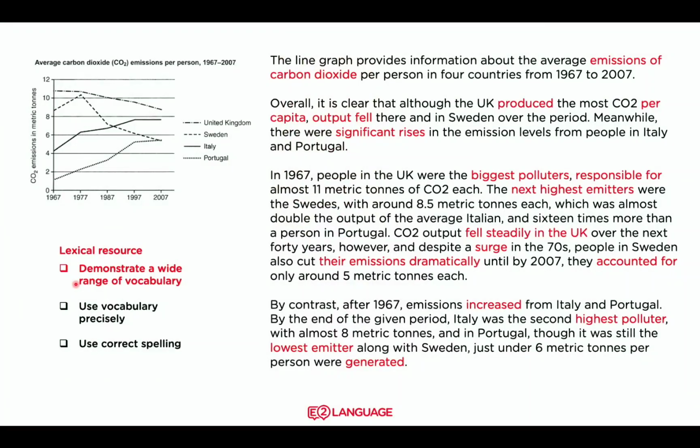Okay, so here are some examples of variety or range of vocabulary. Emissions of carbon dioxide, produced the most CO2 per capita, output fell, significant rises, biggest polluters, responsible for, next highest emitters, fell steadily, surge, cut their emissions dramatically, accounted for, and so on. So you can see not too much repetition in there. Check your own work by reading it out loud, and if you notice the same word coming up again and again, try to replace it.